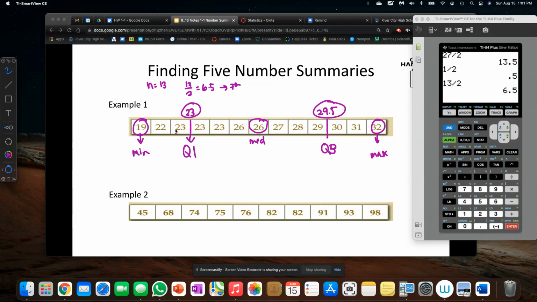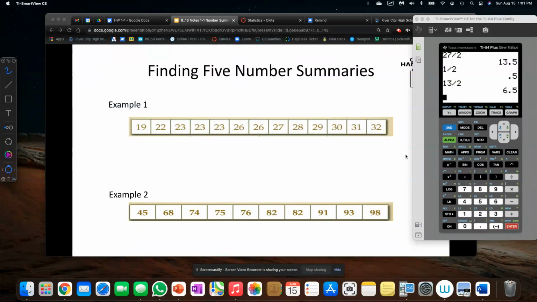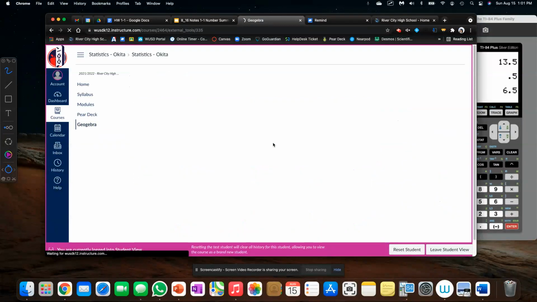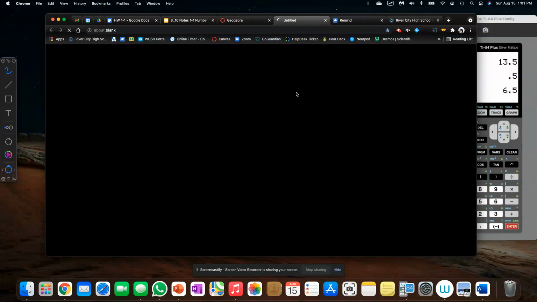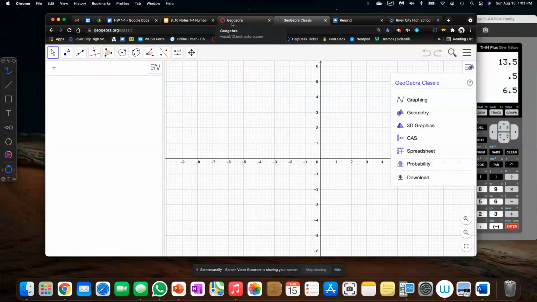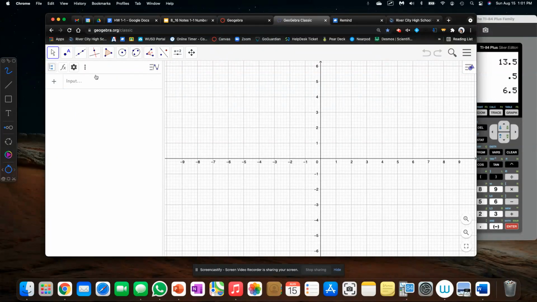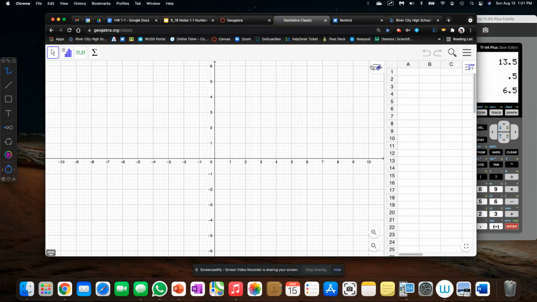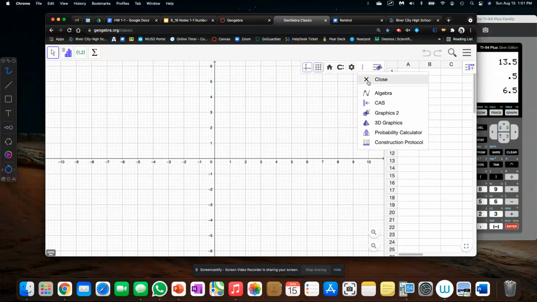So let me show you how to do this using technology. We're going to use GeoGebra as our online calculator, and you can access GeoGebra on Canvas. If you click on GeoGebra, it should open up here just like a web browser. Then you're going to open a spreadsheet. To do that, you click this, then click the 3 dots, and click on spreadsheet. Then you can close these out here by clicking close in the 3 dots menu.